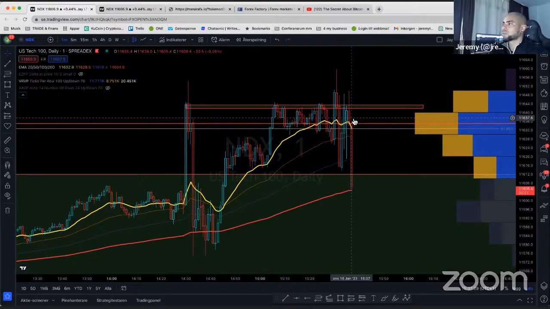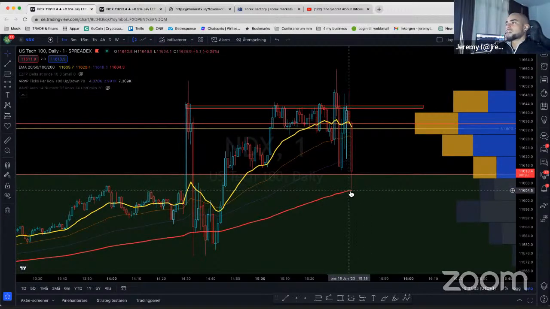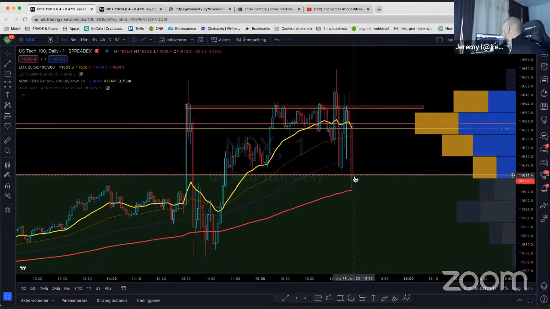Now it was continuing down, but I think it's going to face resistance at the 200-day moving average. Let's see how it reacts to that. Yeah, it's bouncing back a little bit.